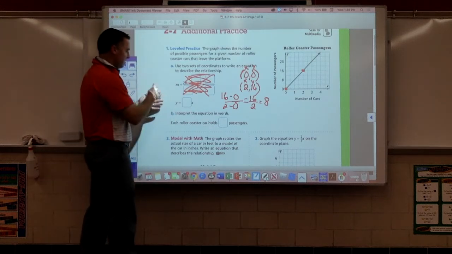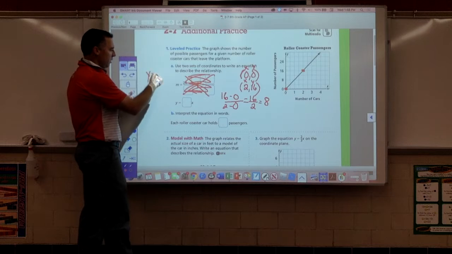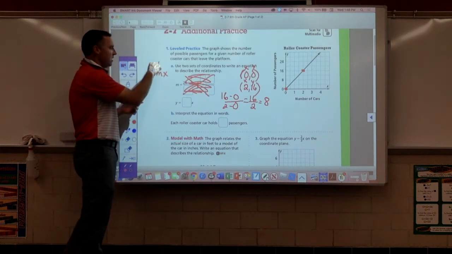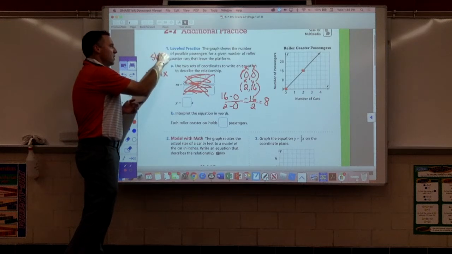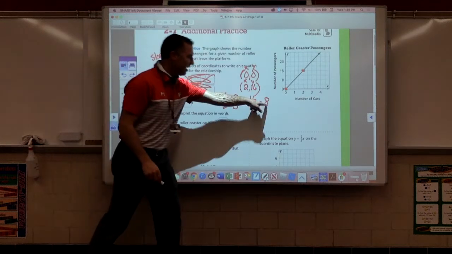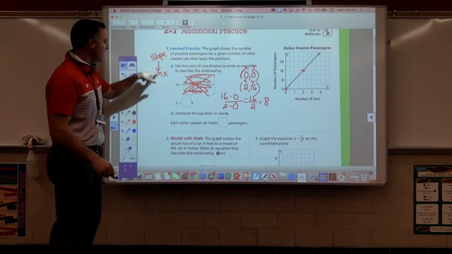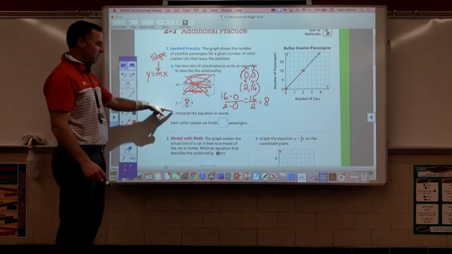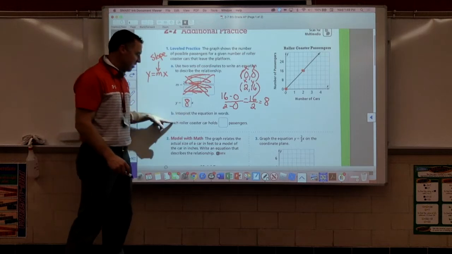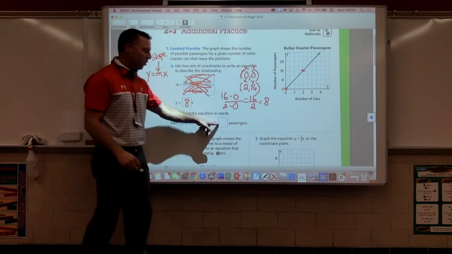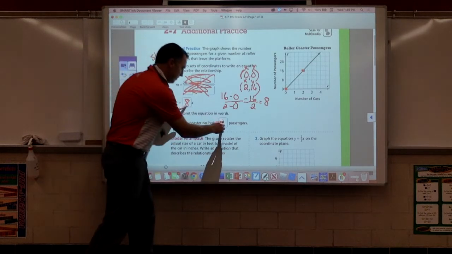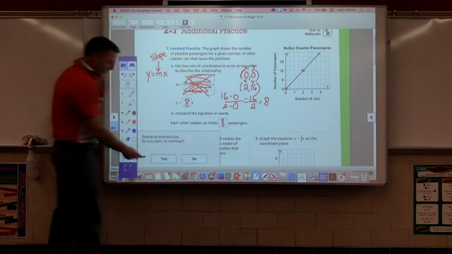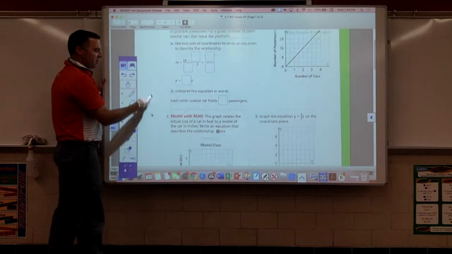The equation, okay, we're using the equation y equals m times x, where m represents the slope. So all you have to do is take this little number and plug it in there for the m. 8. Now, what does that mean? This equation is telling us each roller coaster car holds 8 people for every 1 car when it leaves the platform.